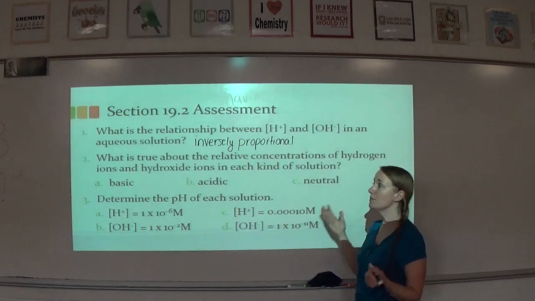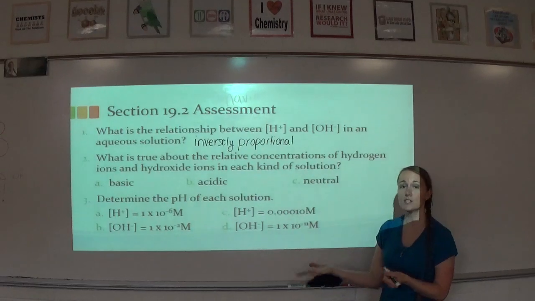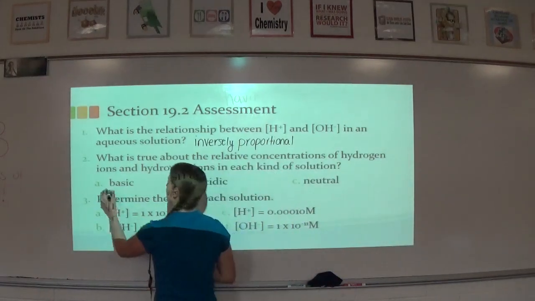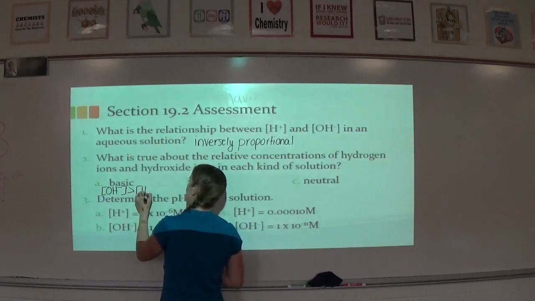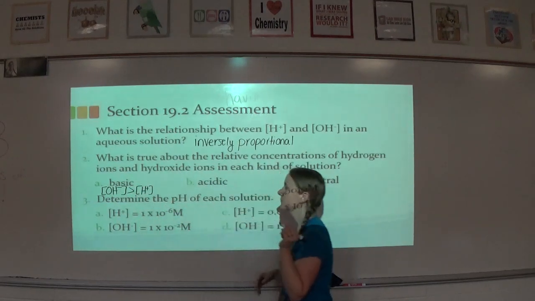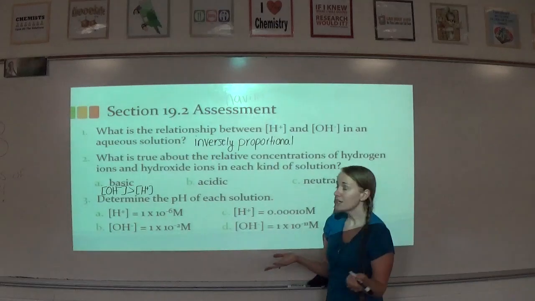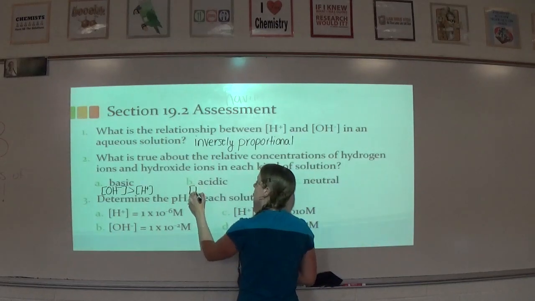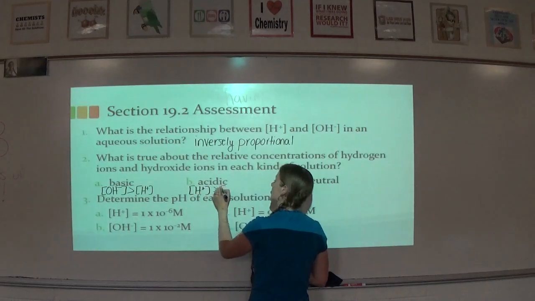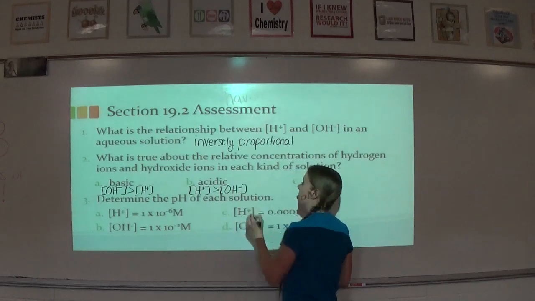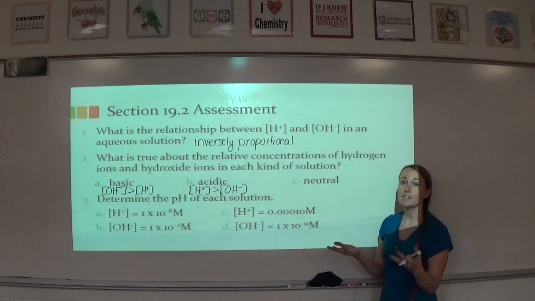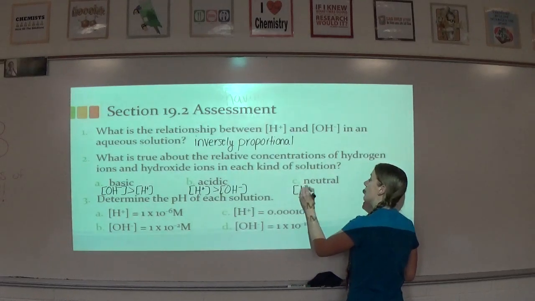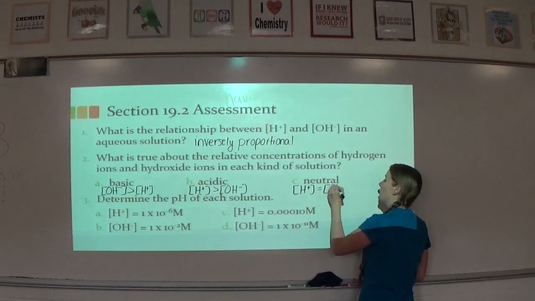Alright, number 2, it says, what is true about the relative concentrations of hydrogen ions and hydroxide ions in each kind of solution? So in basic, what would be bigger, H plus or OH minus? Well, bases produce OH minus, so OH minus concentration would be greater than H plus concentration. Acidic would be the exact opposite. Acids produce H plus, so in an acidic solution, your H plus will be greater than your OH minus. And then of course neutral, they have to cancel each other out, so that's when your H plus equals your OH minus.